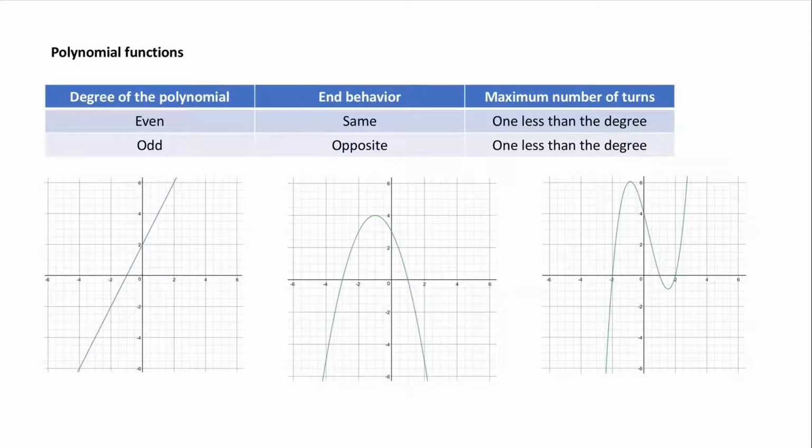So again, to summarize, if a polynomial has even degree, then it has the same end behavior, as in the graph in the middle. If a polynomial has odd degree, then it has opposite end behavior, as in the first graph and the last graph.